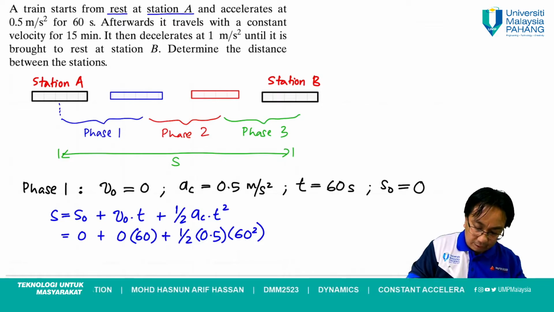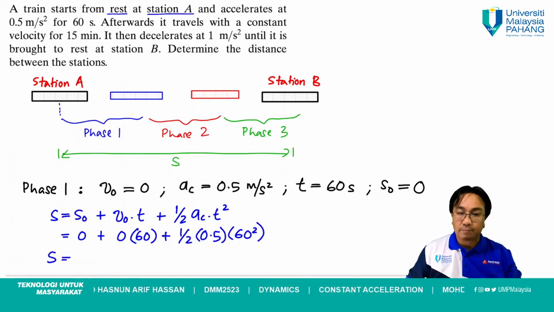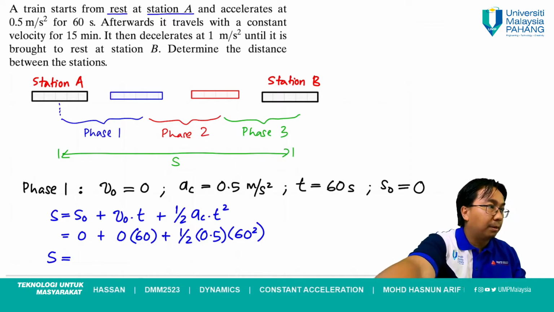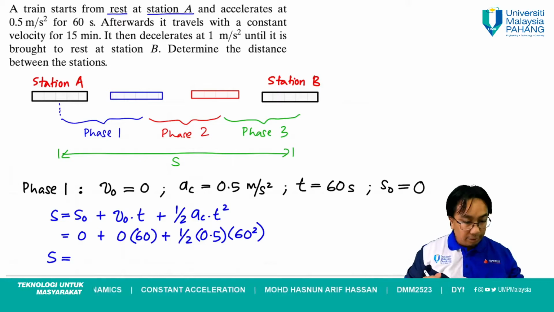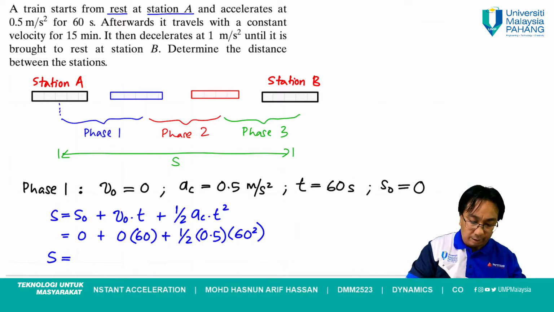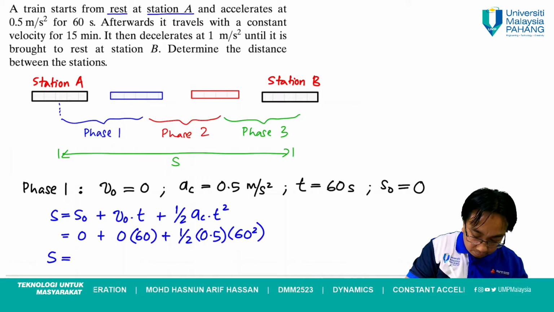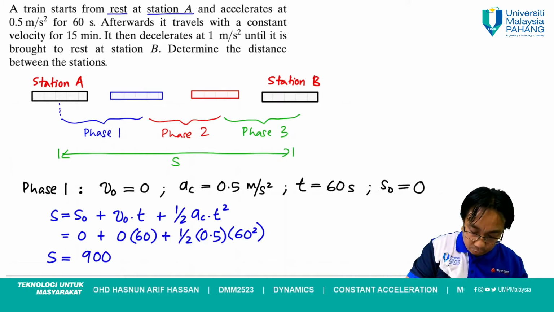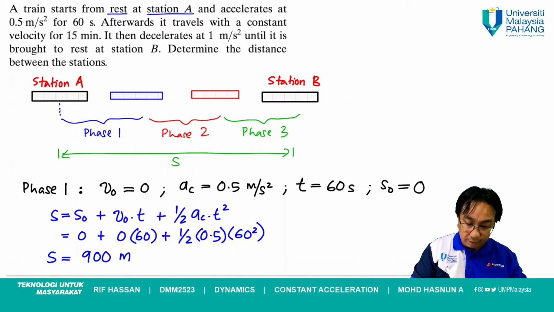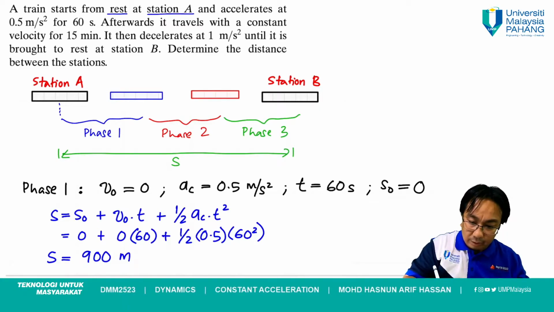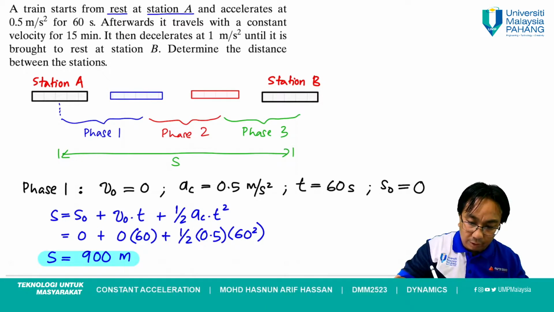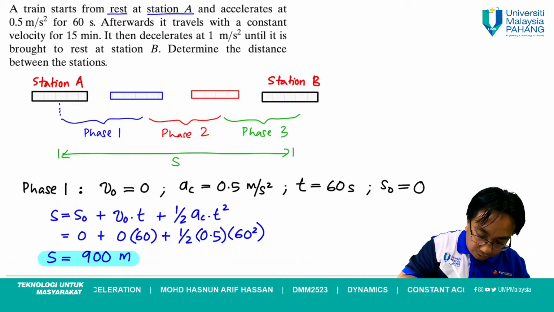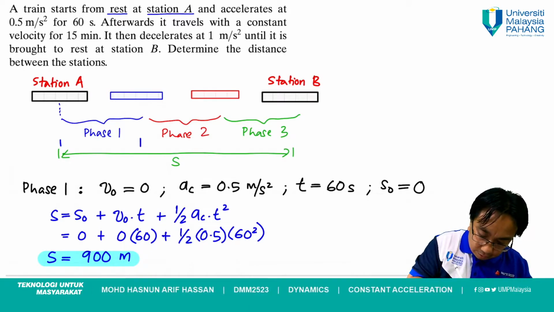Okay, so daripada sini kita dapat S yang pertama, S untuk fasa pertama. Dapat berapa? Cuba kira. 900. Okay. 900 unit is meter. Okay. So this is the first distance. So kita mungkin boleh tulis sikit dekat sini. Phase 1 from here to here, this is 900 meter.